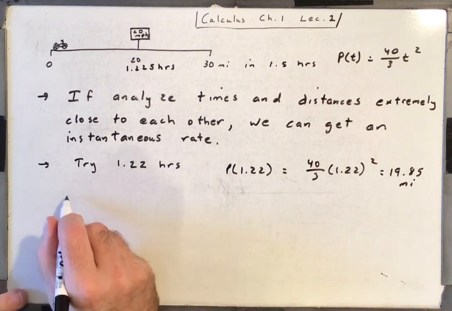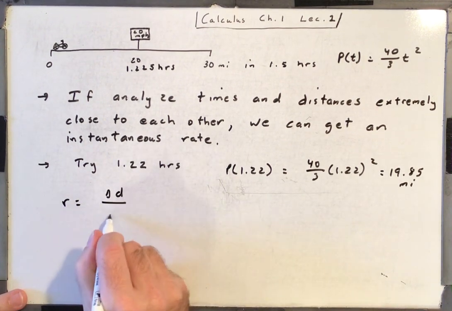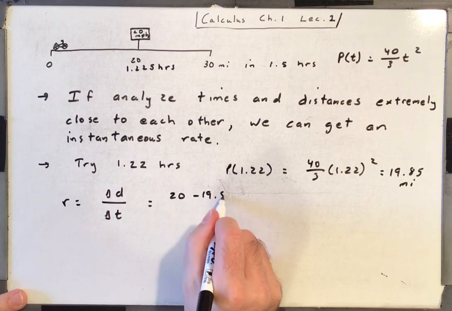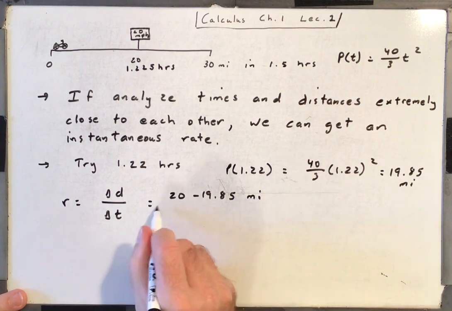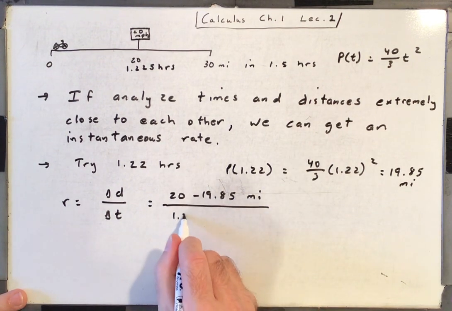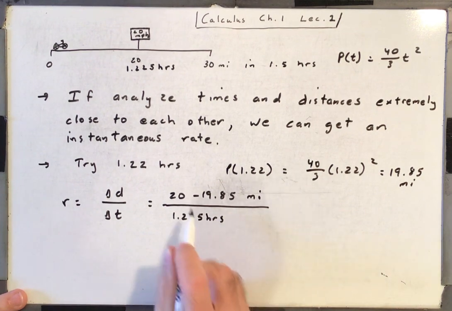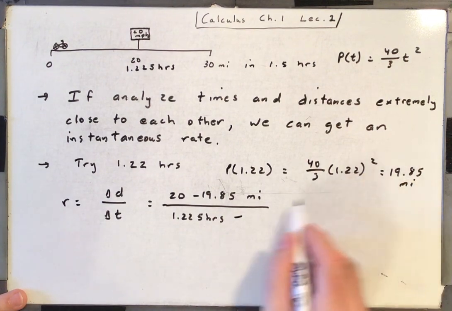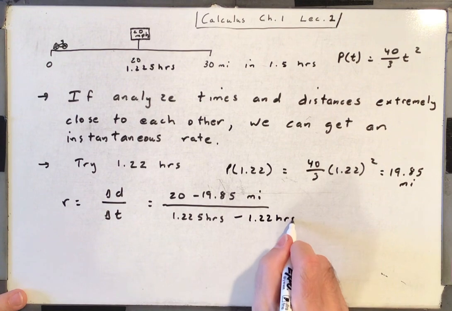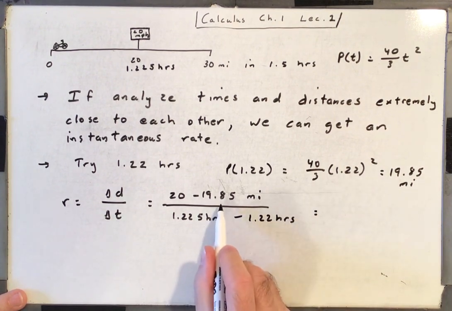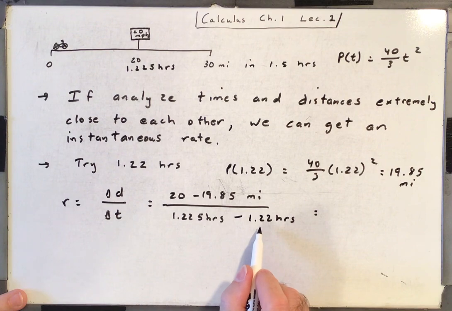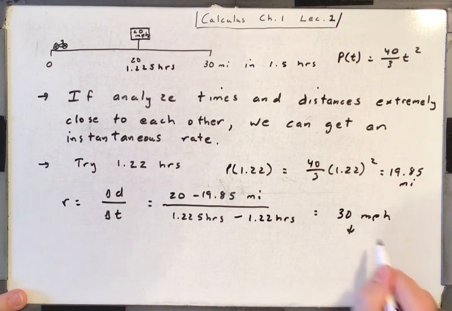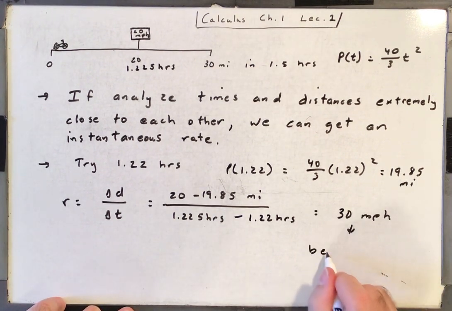All right? So rate is equal to change in distance over change in time. So that's going to be 20 minus 19.85 miles over 1.225 hours. Remember, the 1.225 goes with 20. Minus what goes with 19.85? 1.22 hours. All right, so that's going to be 0.15 over 0.005, and that is 30 miles per hour. Now, that is not the exact rate of change, but that is a better estimate.